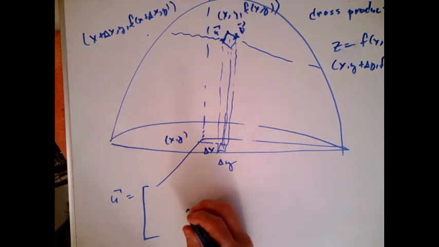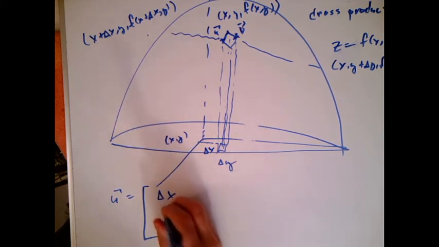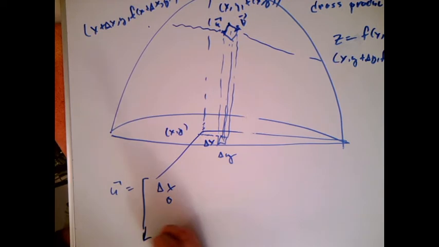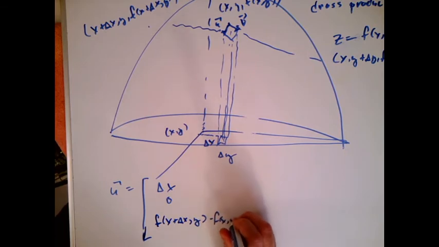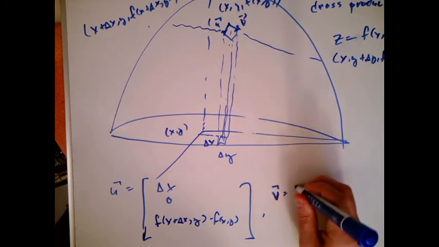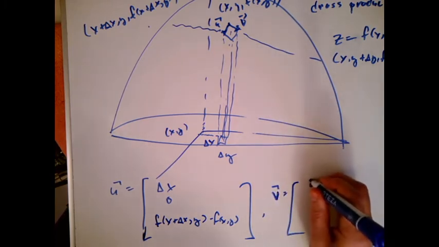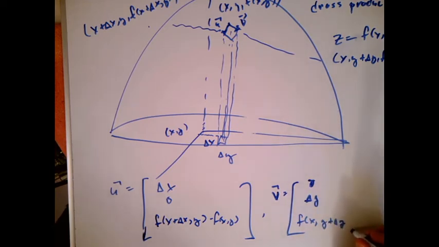It's going to be, let's see, x plus delta x minus x is going to be delta x. Y minus y is 0. And then the last piece is going to be f(x plus delta x, y) minus f(x,y). Just like that. And v is going to be very similar. V is going to be 0, and then delta y, and then f(x, y plus delta y) minus f(x,y), like that.